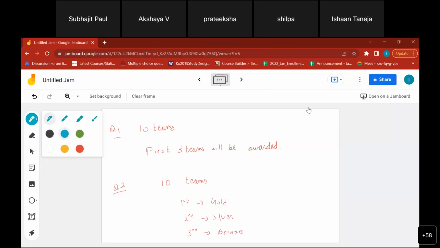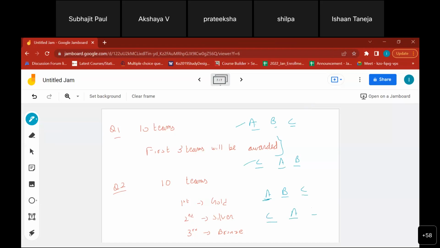Why is it so? Because in the first question I need to award the first 3 teams only. It doesn't matter in which order they finish, whether team A finishes first, B second, C third, or C first, A second, B third. At the end, I'm awarding only these 3 teams. While in the second question, it does matter who occupies the first place, because first place will get the gold, second will get the silver. If A finishes first, team A will get the gold. If C finishes first, team C will get the gold. So you have to identify the cases where order matters. Then you can simply identify whether to use permutation or combination.